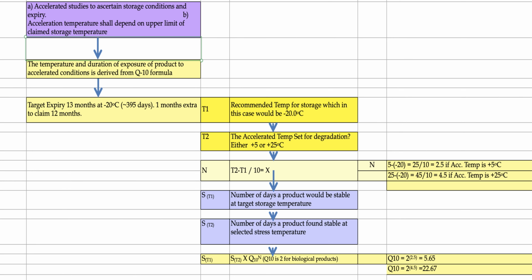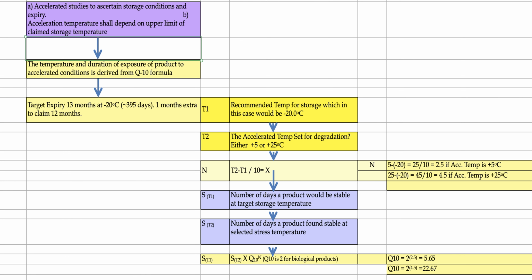Now calculating, ST1 equals ST2 multiplied by Q10 raised to the power N, where Q10 would be 2 for biological products. In this case, my kit was an RT-PCR kit which falls under biological products. So Q10 equals 2 raised to the power 2.5, which is the N factor, comes as 5.65, whereas at N of 4.5 it will come as 22.67.